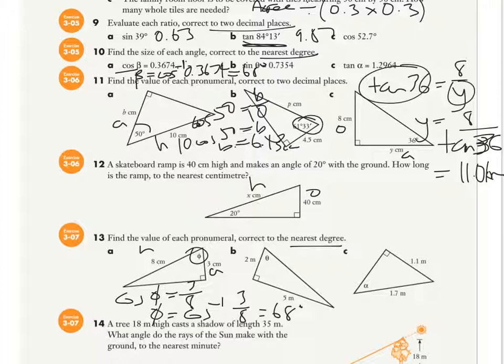Okay, 14, what angle do the rays of the sun make with the ground? So we need this angle in here, and therefore we have opposite and adjacent. We'll be using tan, and then therefore tan to the -1.